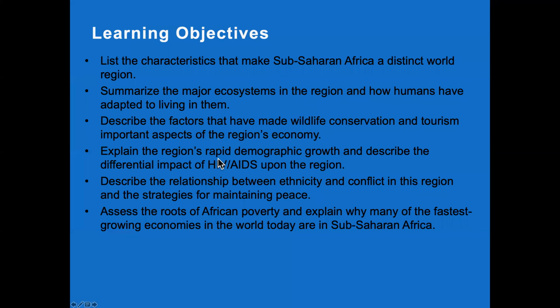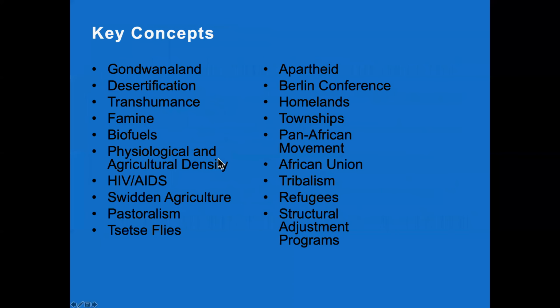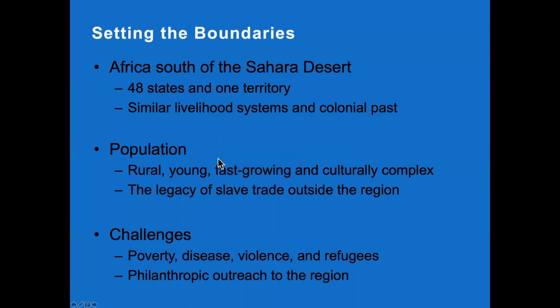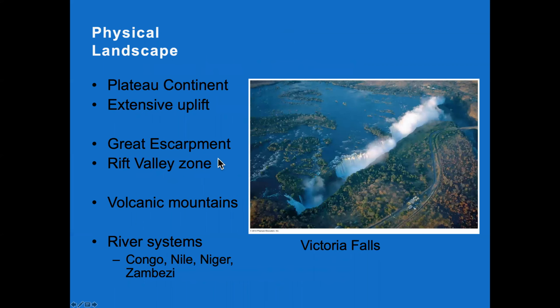Some of the learning objectives and key concepts. So again, we talked about the boundaries. The population of Sub-Saharan Africa is young, is fast growing, one of the only regions on Earth where this is happening. And it's very rural. So it's not basically based on cities yet. And there's the challenges that face the region.